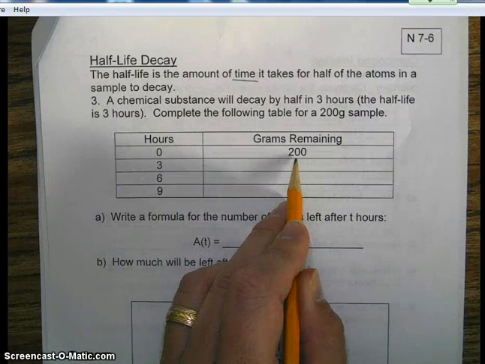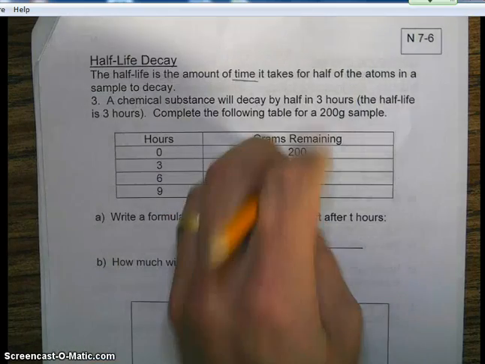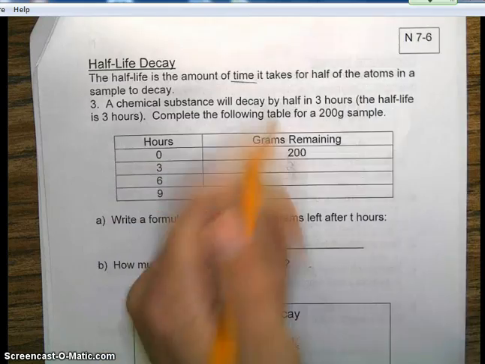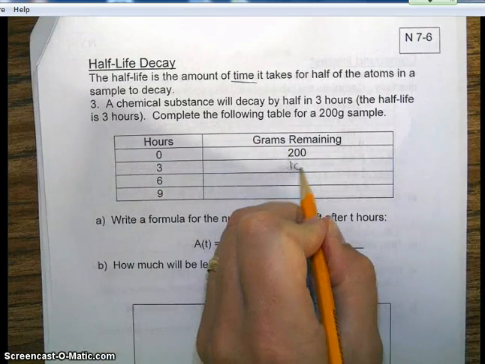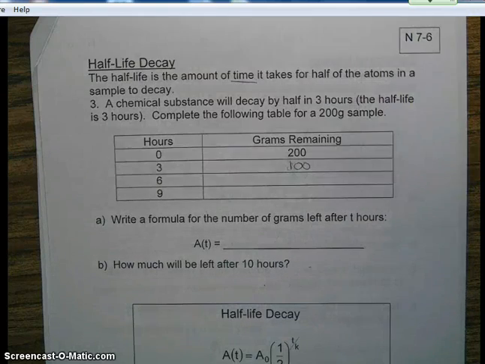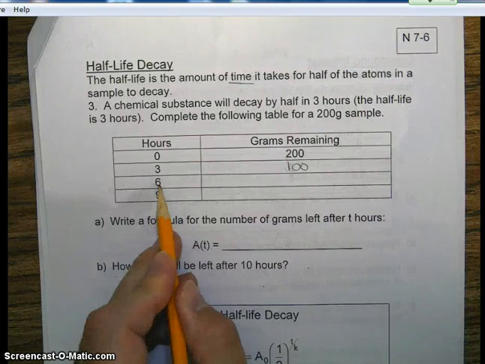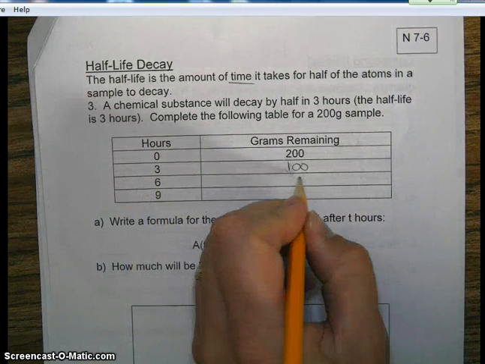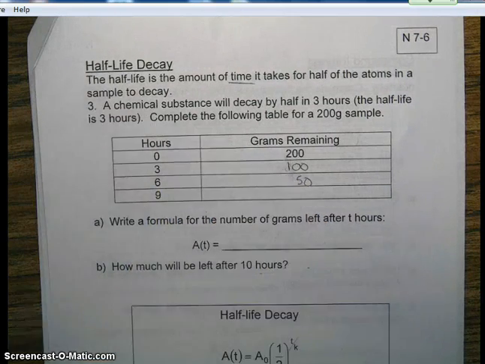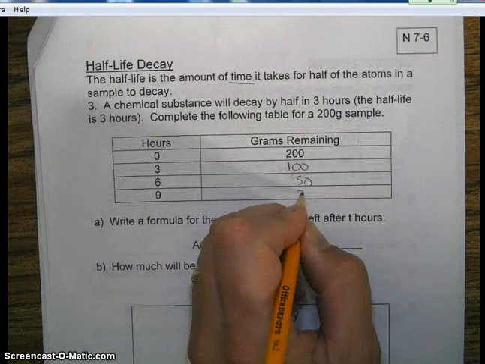Well, we know the half-life is 3 hours, so half of 200 is, yeah, 100. Sometimes the hand follows the mouth rather than the brain. Anyway, and then of course 3 hours later, we're going to do half again. And 3 hours later, half again.